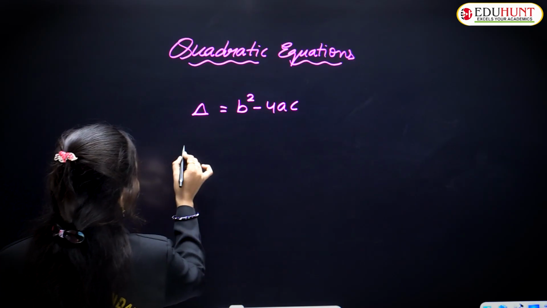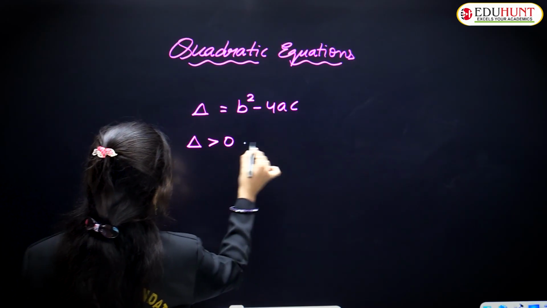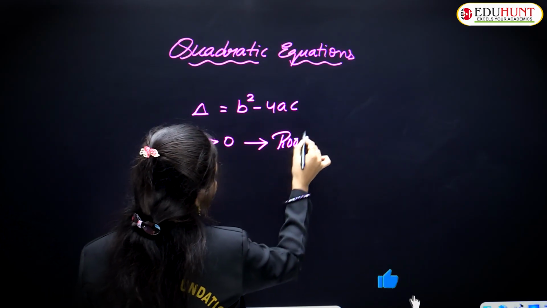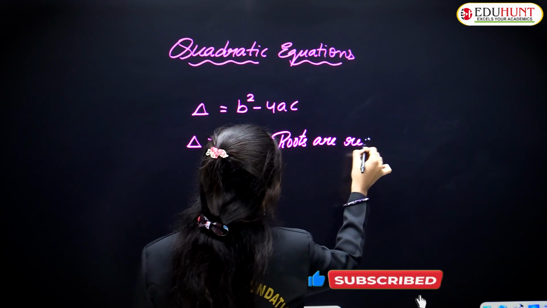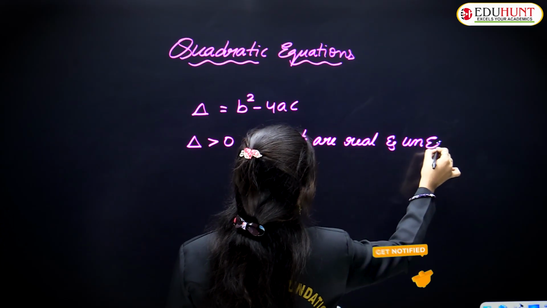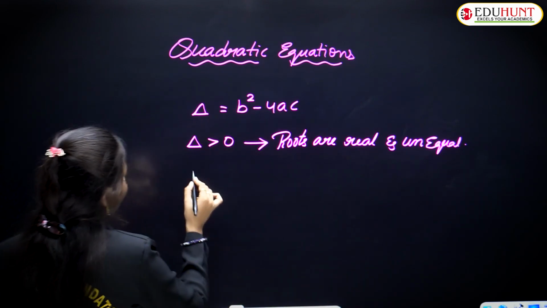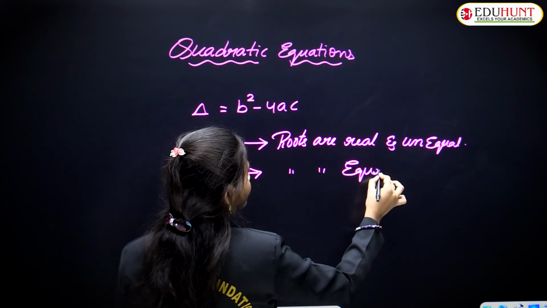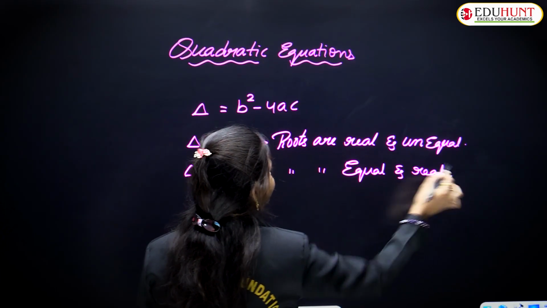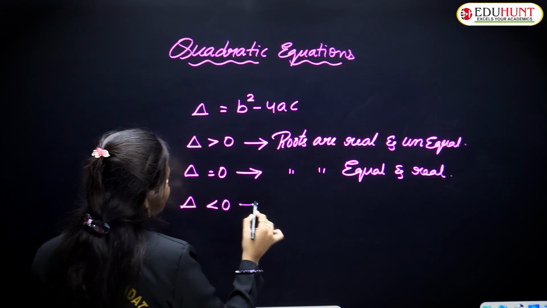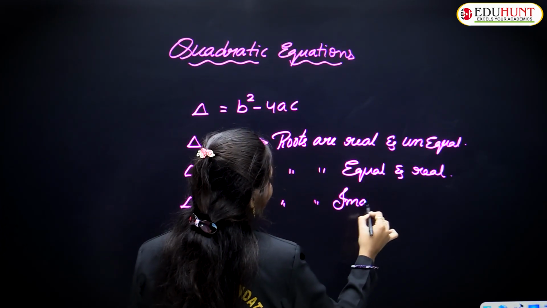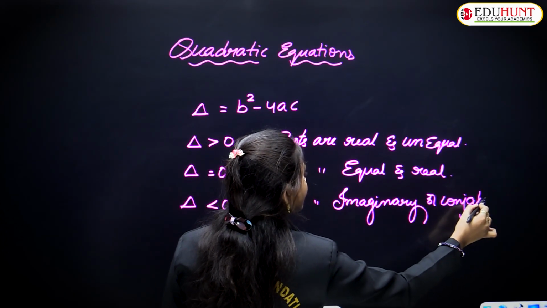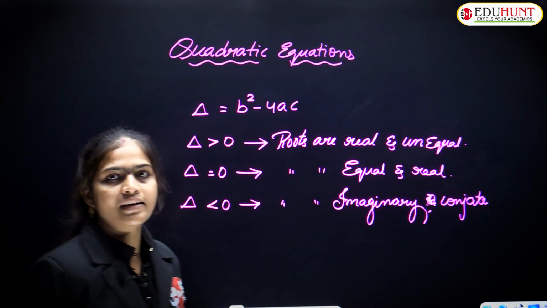See here, the conditions are: if delta is greater than 0, then the roots are real and unequal. If delta is equal to 0, then the roots are real and equal. If the delta value is less than 0, then the roots are imaginary, or conjugate roots.